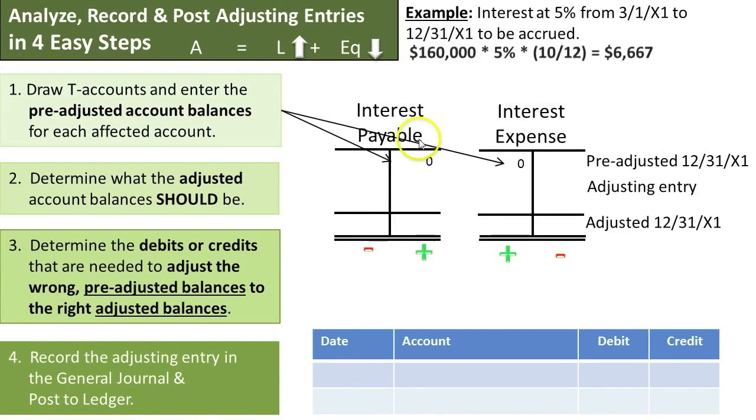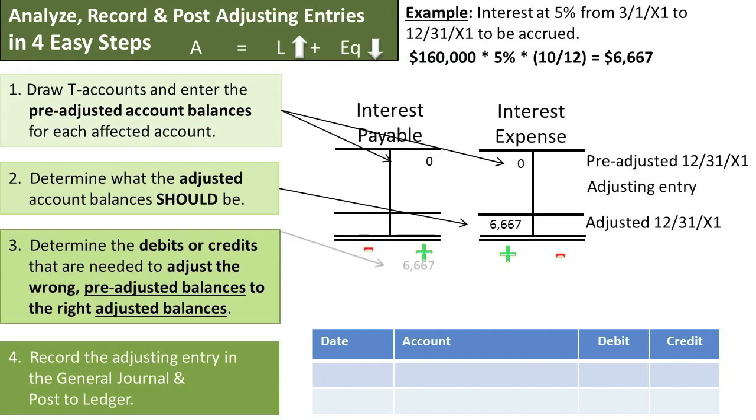The math to compute interest expense would be the $160,000 loan times the 5% annual interest rate times 10 out of the 12 months of the year have expired. Therefore, $6,667 of interest expense should be accrued and still payable. That would be the ending balances for interest expense and interest payable.